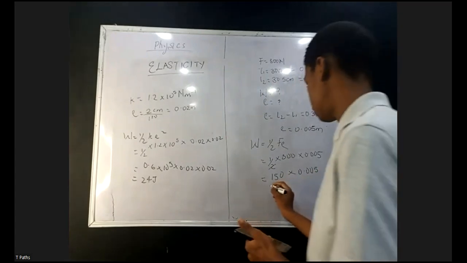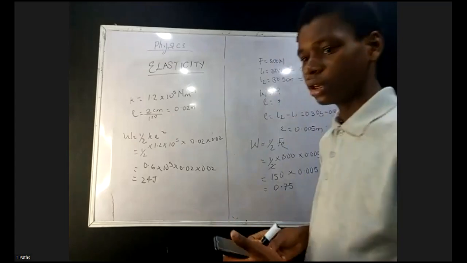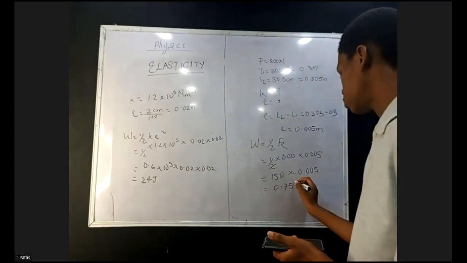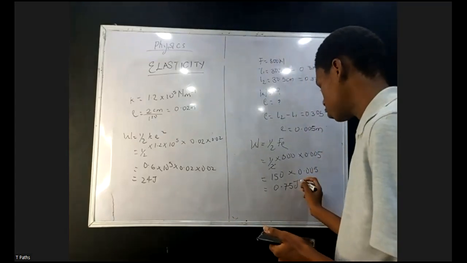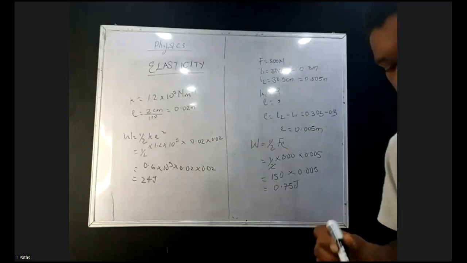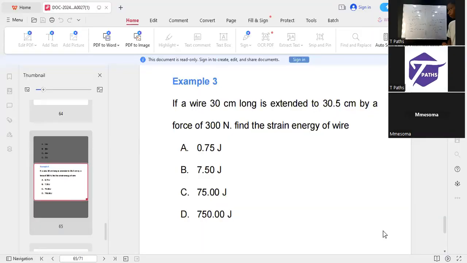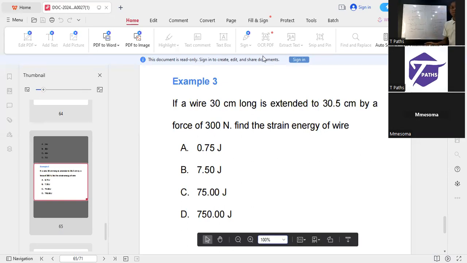All right, so that's going to give me 0.75. Don't forget we are finding the strain energy of the wire, so the unit is also going to be joules. So 0.75 joules, and my answer is option A, which correlates with my answer of 0.75 joules. So that's it. I think by now you should be clear. These are just the steps you follow: you interpret the question, you follow the steps, and you have your answer, and you can pick it.